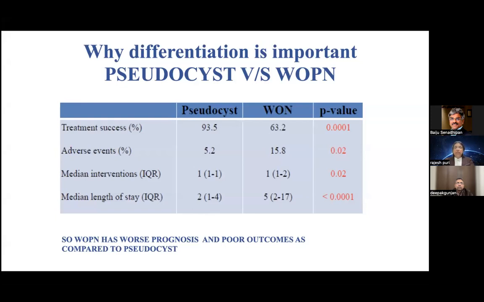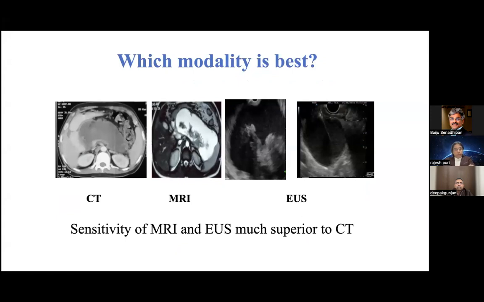Because the treatment success is better with the pseudocyst. Adverse events are less while managing the pseudocyst. The number of interventions required is less and the length of hospital stay is shorter. So in a patient who has WON, the success is less, adverse events are more, and the number of interventions required is more. So it is very important, whenever a pancreatic fluid collection comes to you, to differentiate: are you dealing with the pseudocyst or are you dealing with the walled-off pancreatic necrosis?